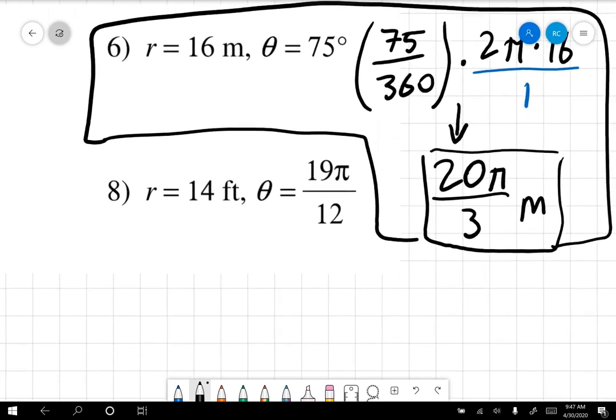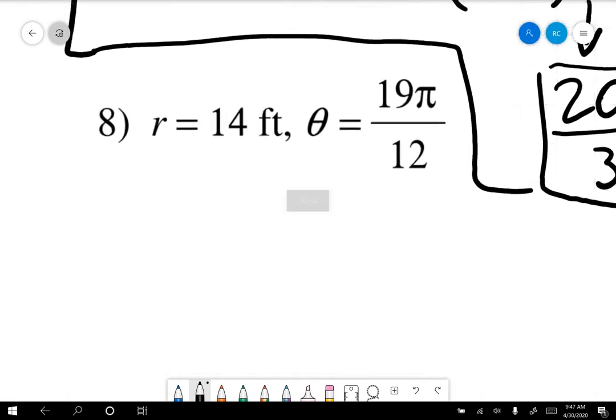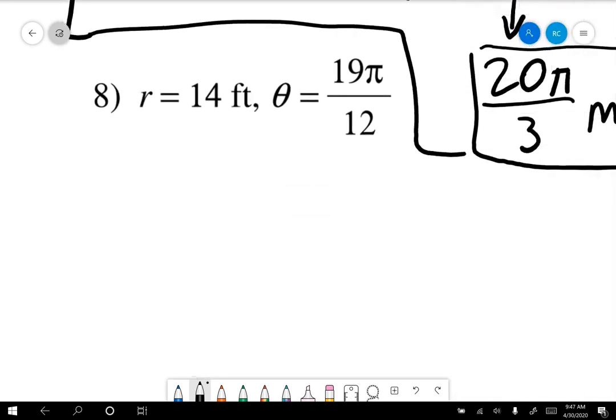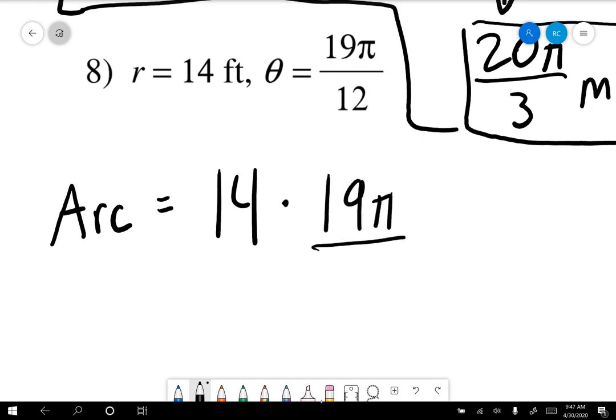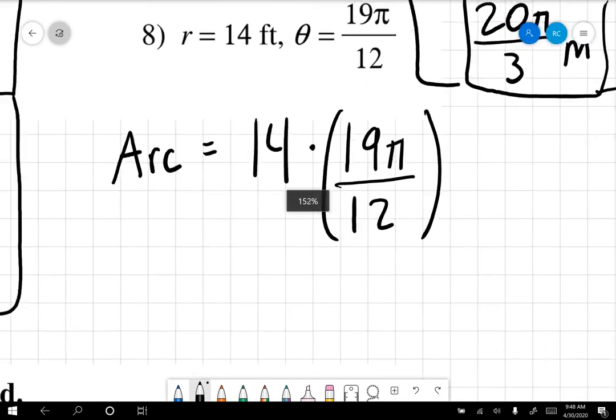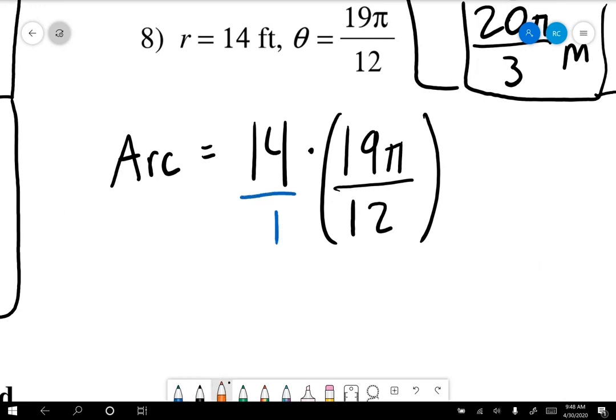All right, one more, at least in this series. We've got a radius of 14 feet. We've got theta is 19 pi over 12. Okay, let's give this a shot. Arc, now we're in radians, which means we're using the simplified formula. So it's 14, the radius, times 19 pi over 12, the angle in radians. 14 and 12 are both divisible by 2, so I get a 6 on the bottom and a 7 on the top.